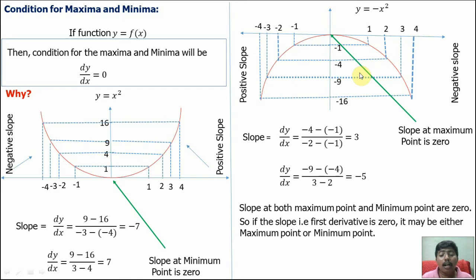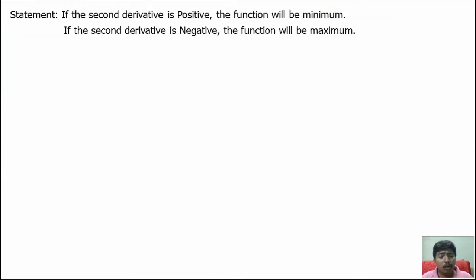If the slope or first derivative is 0, definitely we may consider there is a maximum point or a minimum point. Now we have to find whether it is a maximum point or a minimum point. So if the second derivative is positive, the function will have a minimum point. If the second derivative is negative, the function will have a maximum.